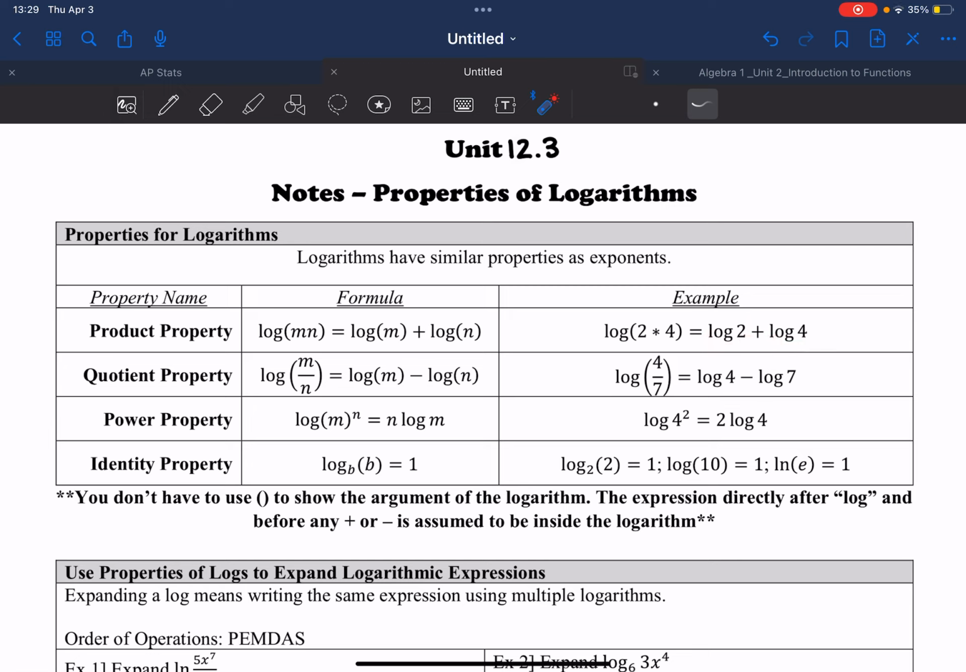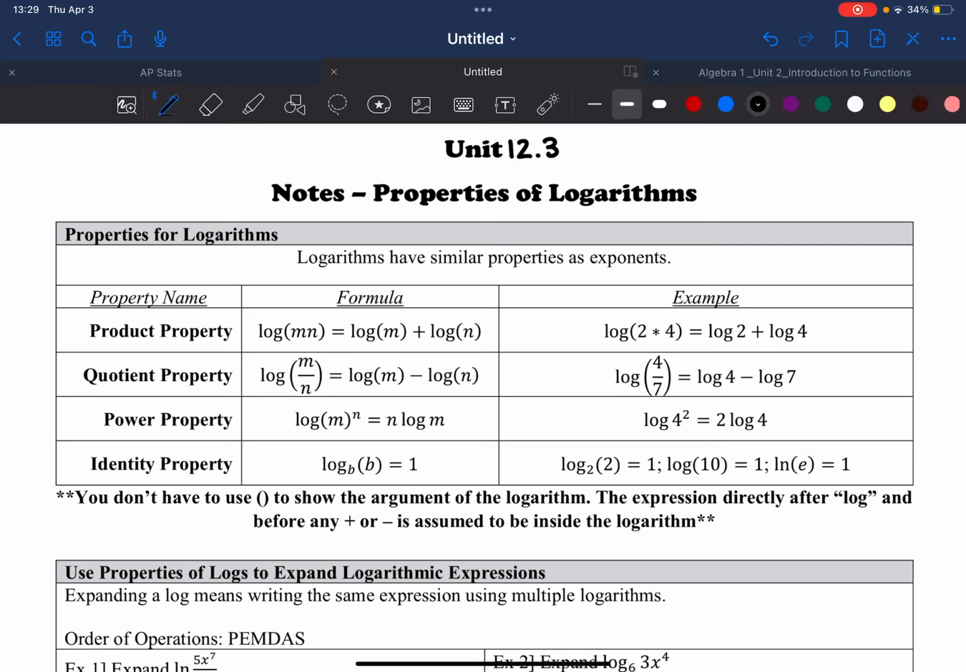Quotient just means to divide. So this is log of m divided by n is equal to log m minus log n. So if we're dividing, when we expand this, this leads to subtraction. In our example, we have log of 4 divided by 7, which is equal to log of 4 minus log of 7.